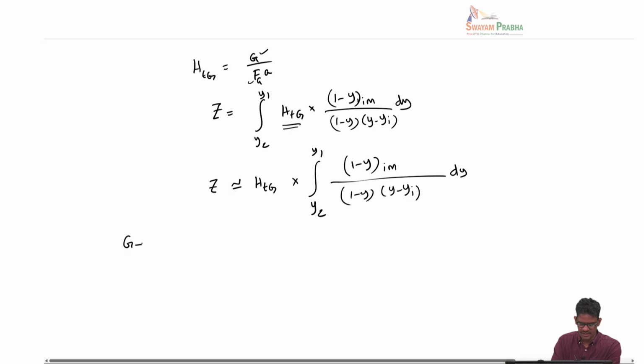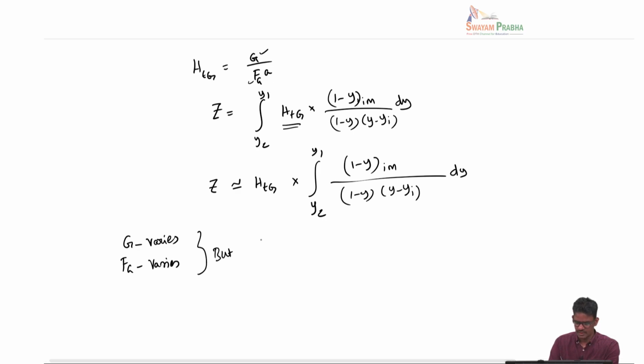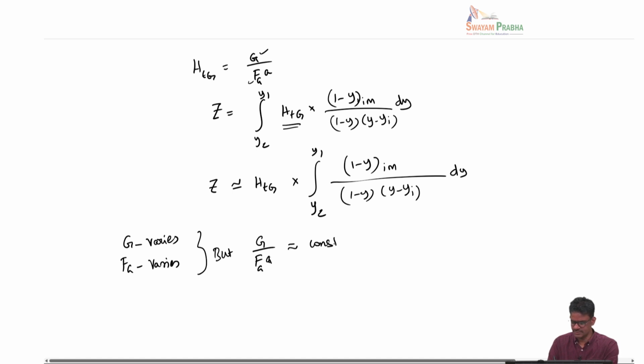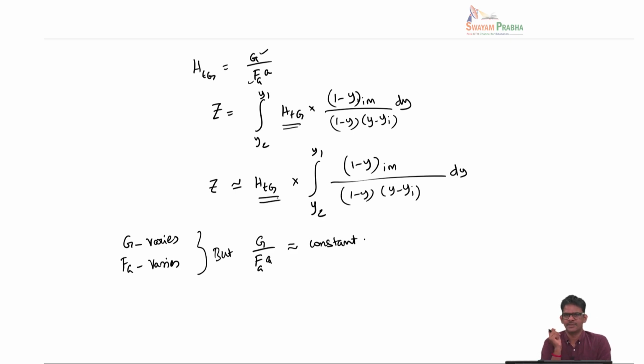So we say that G varies and FG also varies, but the G by FG term is almost constant. That is why we pulled it out of this integral. Mathematically it is not possible to prove this, because there is no theory for how the mass transfer coefficient FG changes with respect to composition. For a given composition you can do it, but across the column the composition is changing. So it is purely empirical: you look at possible changes in the y values and this term seems to be almost constant.